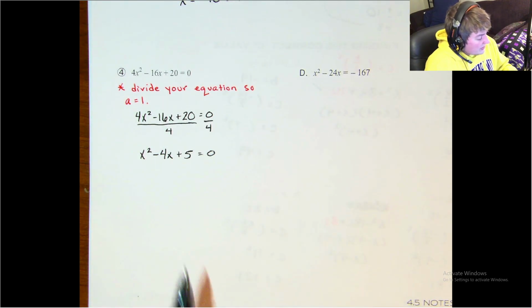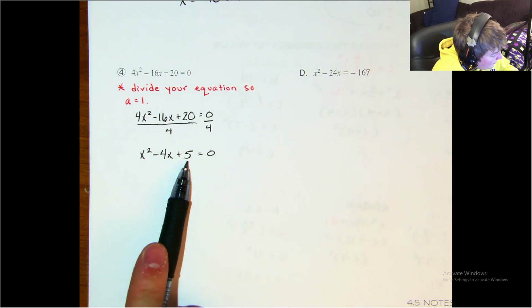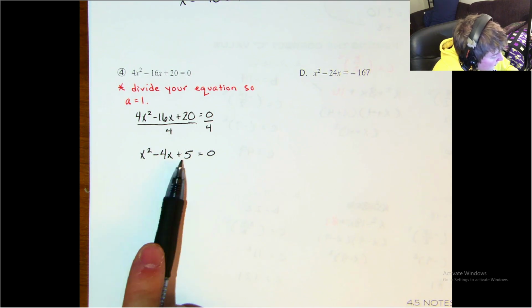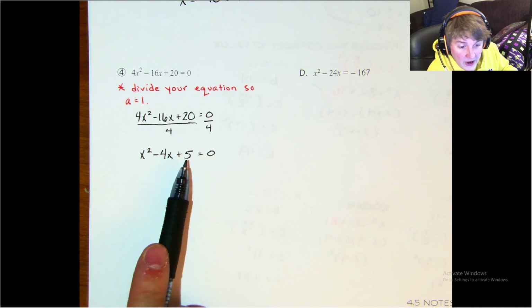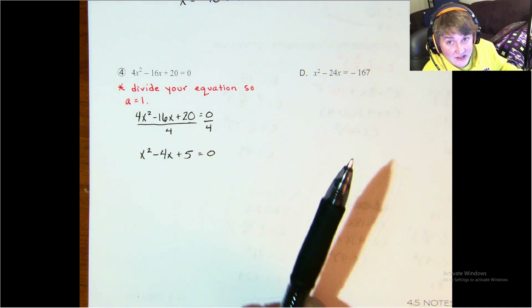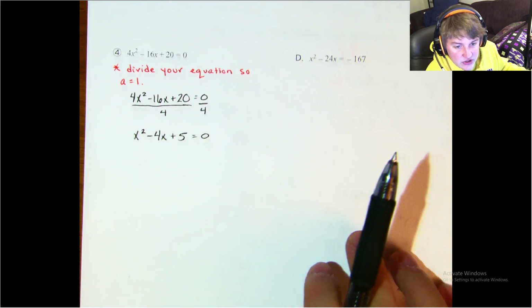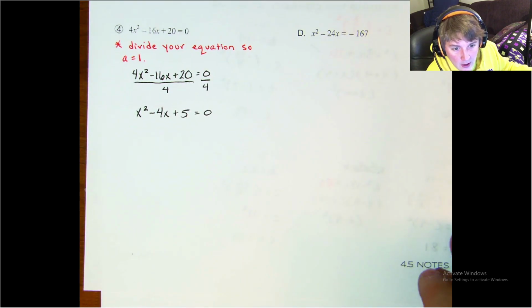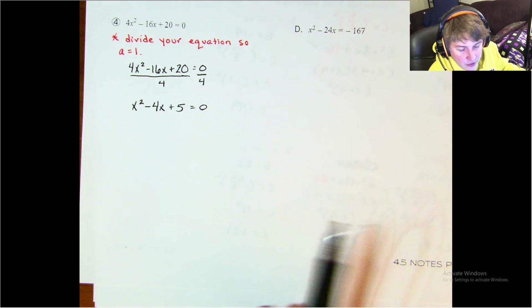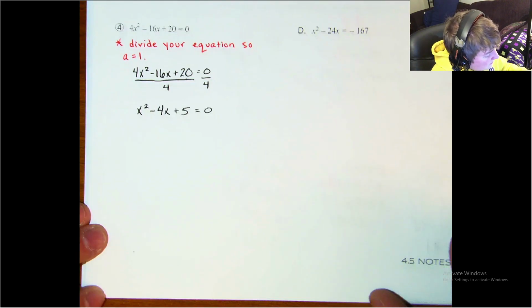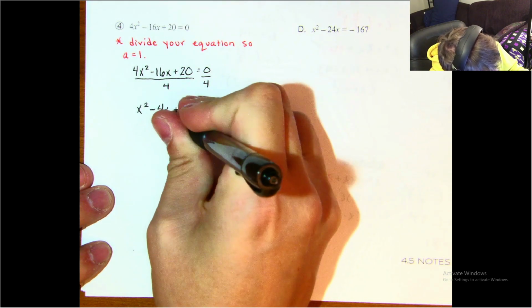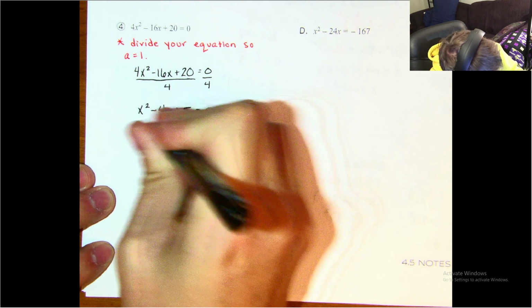Again, we can look at this and ask what numbers multiply to 5 and add to negative 4. Well, it's either positive 5 and positive 1, which doesn't add to negative 4, or negative 5 and negative 1, which again does not add to negative 4. So this problem is unfactorable, which means we need to complete the square. We're going to start by removing the c value from the side of the equation.